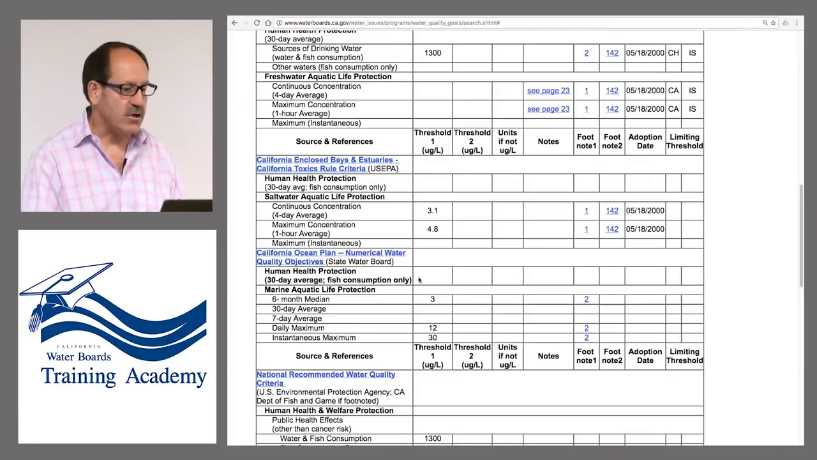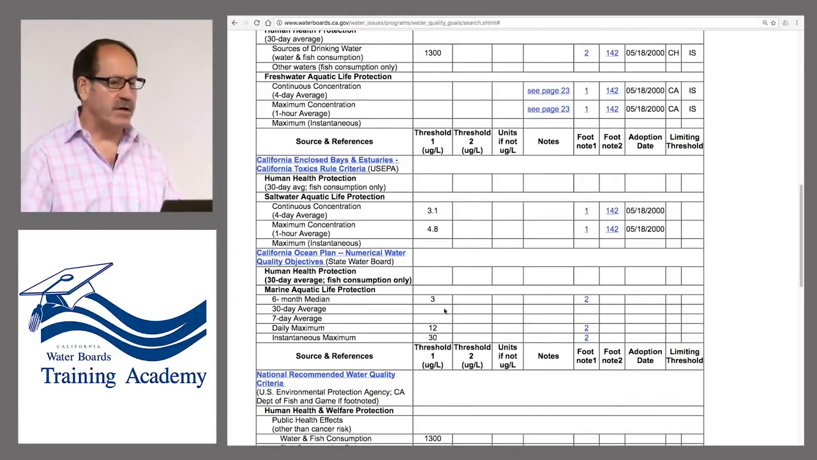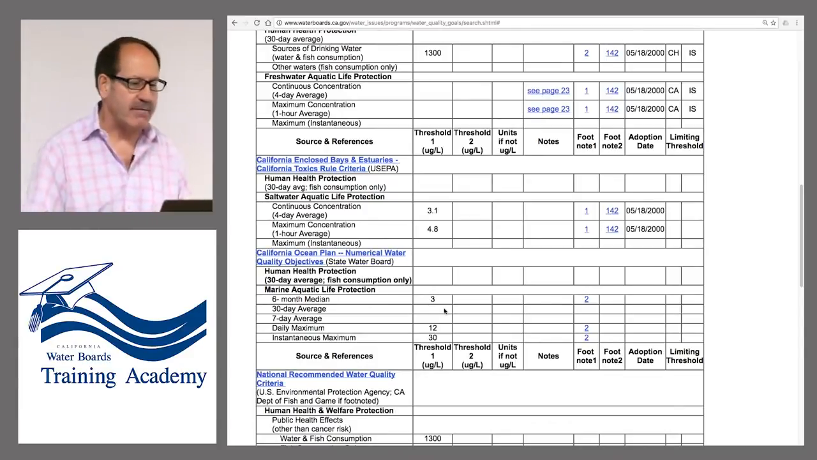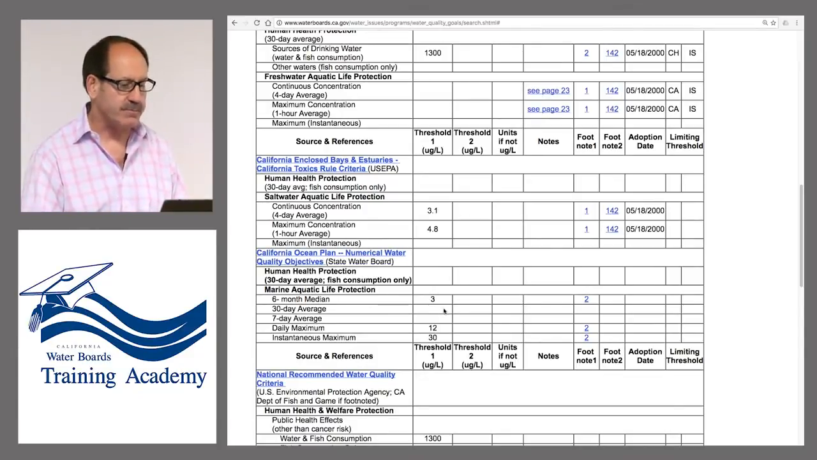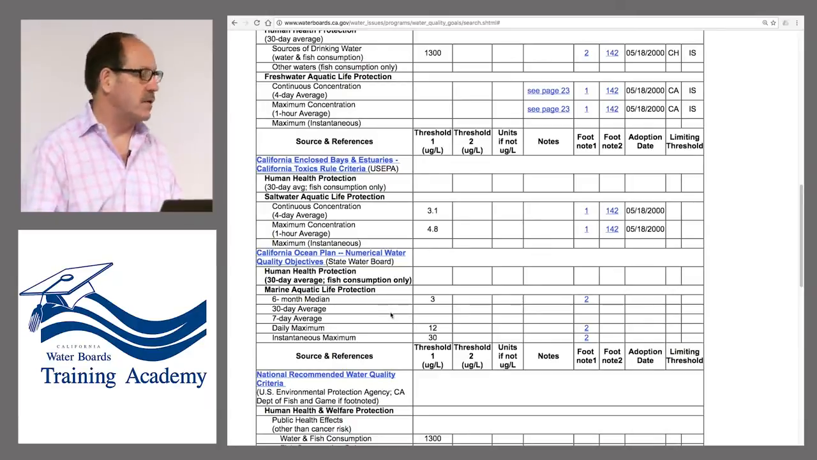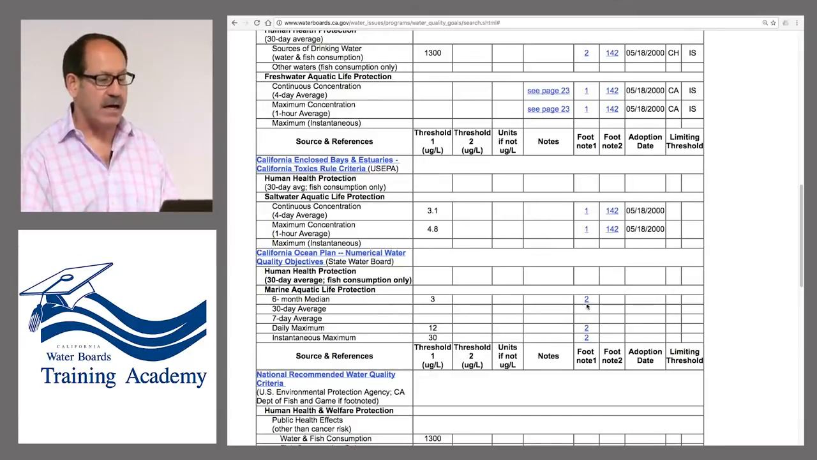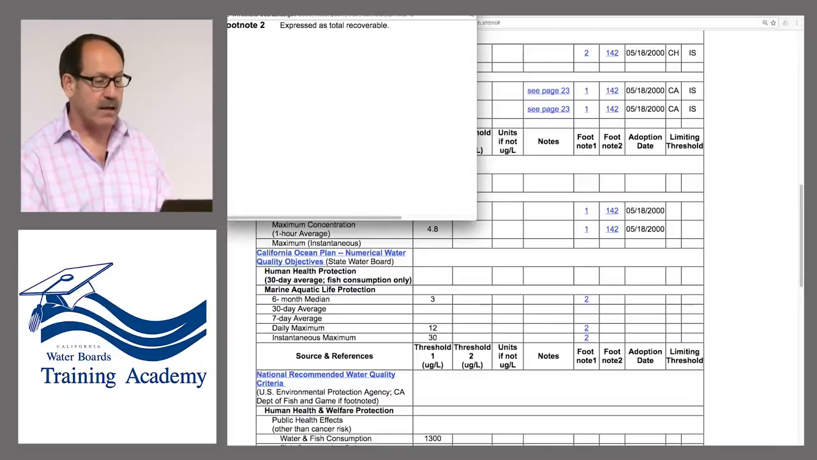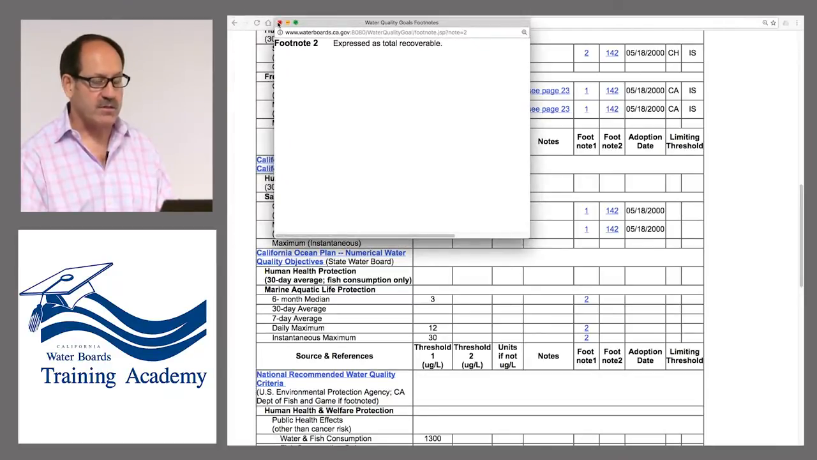As you can see, there's a human health protective area here. There isn't one for copper in this case because that's not most limiting. Many of the human health protective criteria are expressed on a 30-day average, and that's how it's done in the Ocean Plan. And then the marine life protection criteria are published in a variety of averaging periods, from instantaneous maximum all the way to 6-month median. So whichever ones apply to the particular constituent you're looking at, you'll see the entries there.